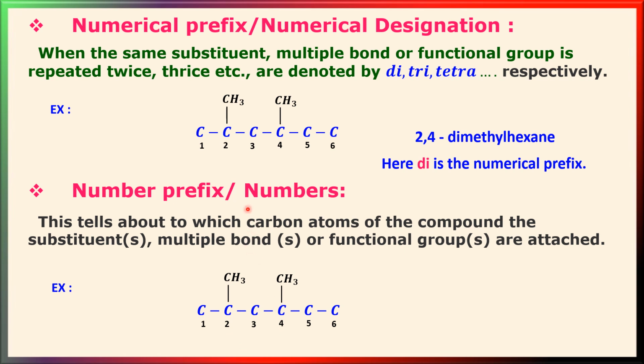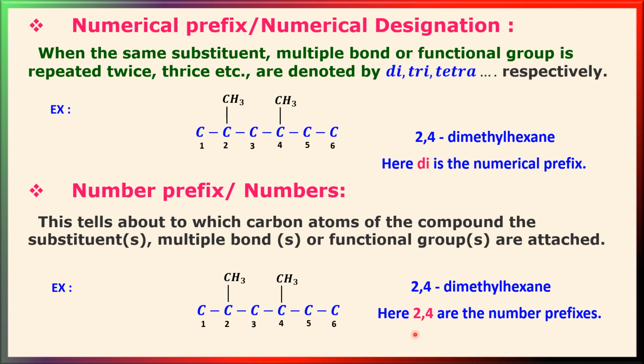So 2, 4 are the number prefixes. Here you can see 2,4-dimethyl-hexane. Here 2, 4 are the number prefixes. So we have 4 prefixes: primary prefix, secondary prefix, numerical prefix or numerical designation, and number prefix or numbers.